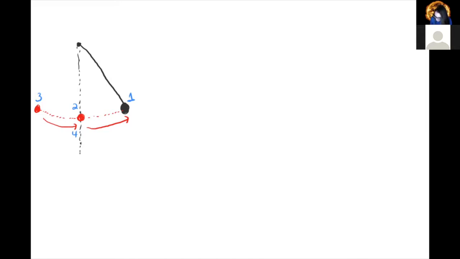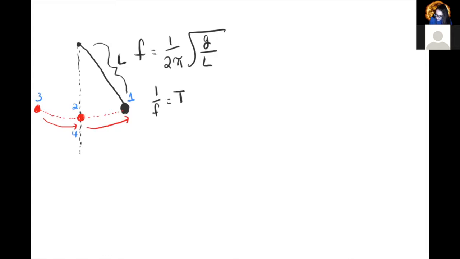Okay, and you can also think about the period or frequency of oscillation for the simple pendulum. So the frequency of oscillation for your simple pendulum is 1 over 2 pi times the square root of the surface gravity, which will be 9.8 meters per second squared for us, divided by the length of your string. This would be the length of my string, or the length of my pendulum, okay? And the period is 1 over the frequency. So 1 over the frequency is equal to the period, okay?